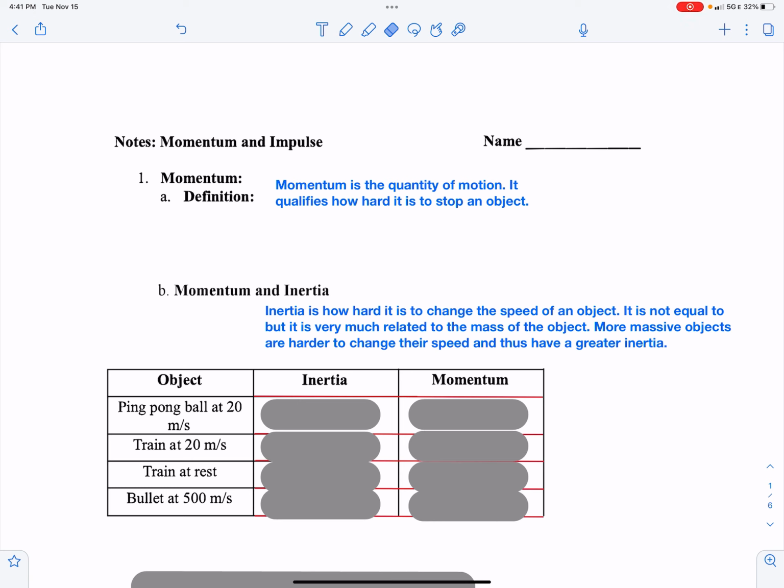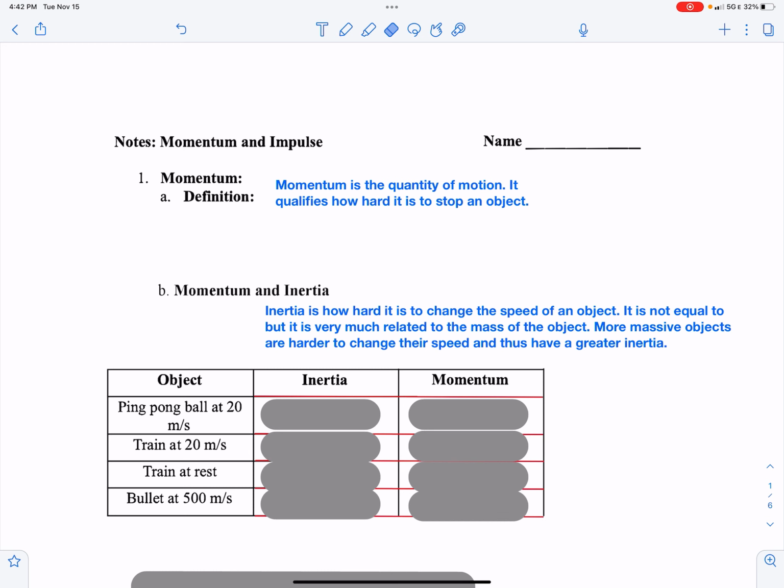Now, inertia is not equal to mass, but it's very much related to the mass of an object. More massive objects are harder to change their speed because more massive objects have a greater inertia. But more massive objects also have more momentum, right? Because again, mass relates to inertia, inertia relates to the difficulty in changing speed of an object, and momentum relates to the difficulty of stopping an object once it's in motion. So definitely mass is a contributor to momentum.